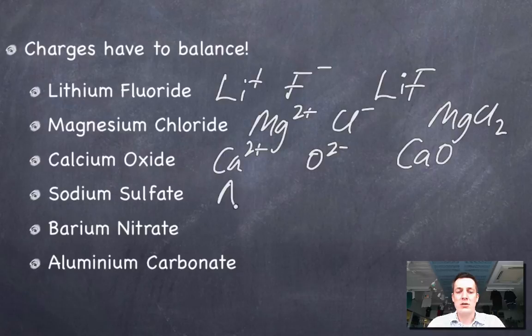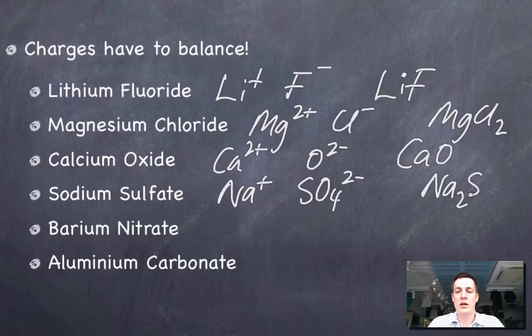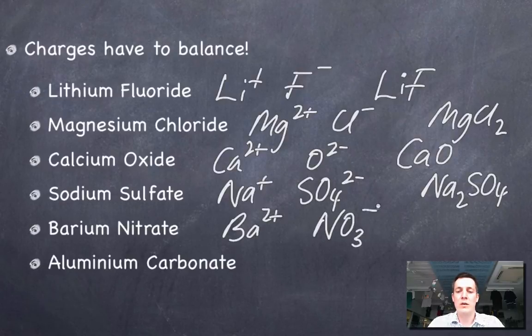Sodium sulfate, that's got a single plus ion, and a sulfate ion, which is one of the ones we have to remember, is a 2- ion, so I need 2 of the sodiums for every one of the sulfates, Na2SO4. Barium nitrate has a Ba2+ ion in, and an NO3 1- ion.